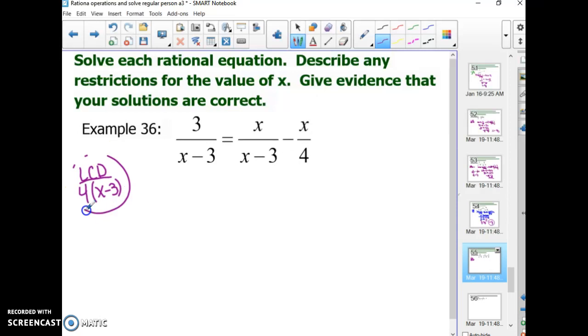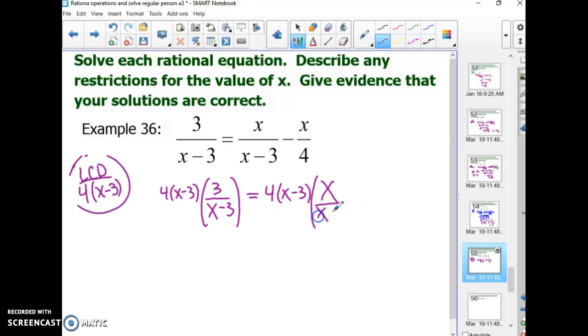So I want to take my least common denominator and multiply it by every single term. So I have this 4 times x minus 3, and I'm going to times that by the 3 over x minus 3, is equal to a 4, and I get the x minus 3, and then I'll get x over x minus 3, minus 4, and I get x minus 3 times x over what? 4. Okay, what goes away? x minus 3, x minus 3. 4 times 3 gives me a 12.